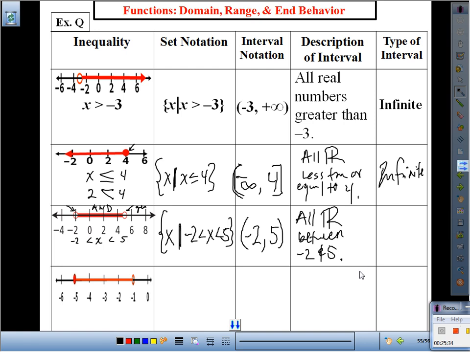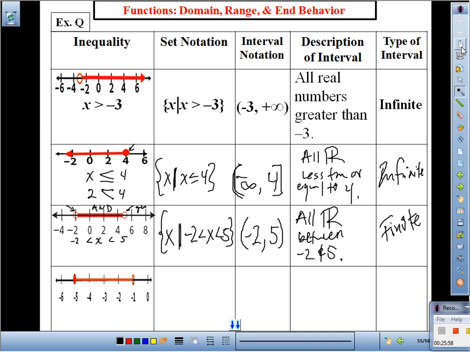Now, does this graph keep going on either side? If it doesn't, what kind of interval is it? Finite. Not fortnight, finite, because it stops. Piece of cake? Showing you how comfortable you are up to right there? Okay, we got this. Let's see if you can do the last one by yourself.